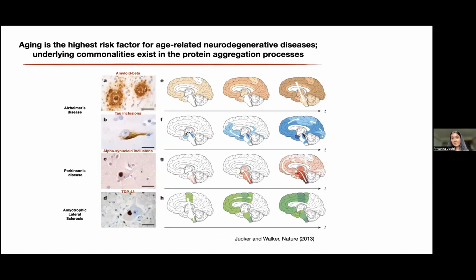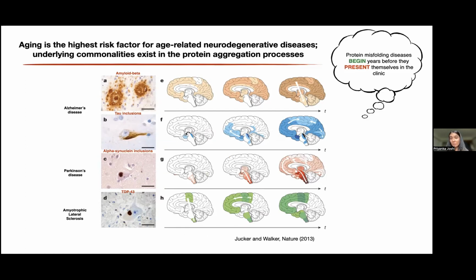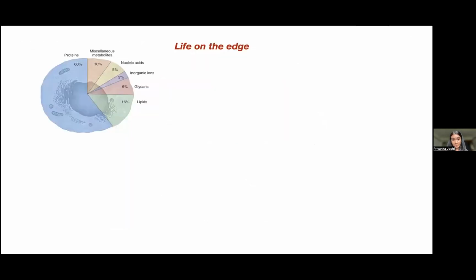Now, in certain diseases, such as Alzheimer's, Parkinson's, and ALS, you see that these protein aggregates start from one part of the brain and reach out to the other parts, and all of them have this underlying commonality, which is these protein aggregates. But how they start from one part and progress to the other is not known. And one of the things that is very compelling is that a lot of these diseases start much earlier than they present themselves in the clinic. That is, the aggregation process starts in the brain very, very early on.